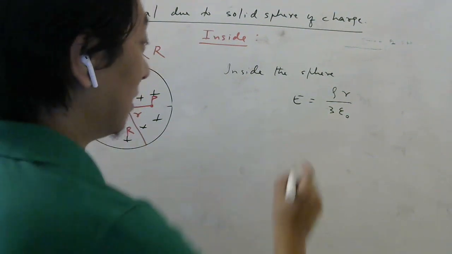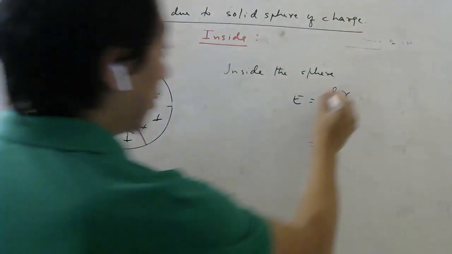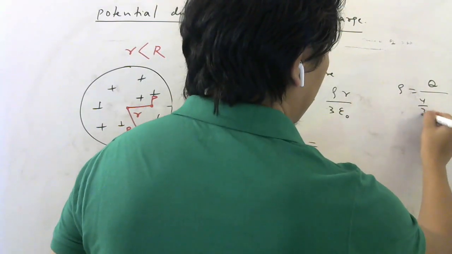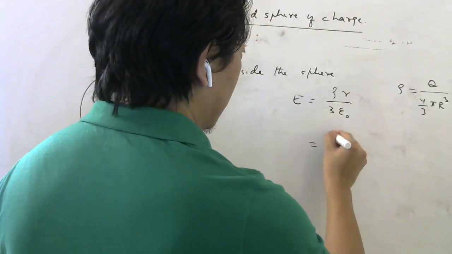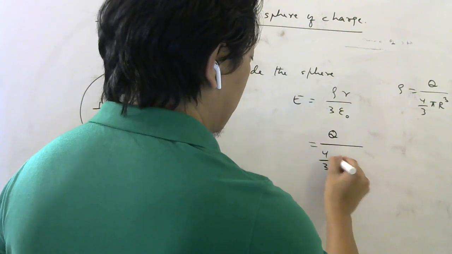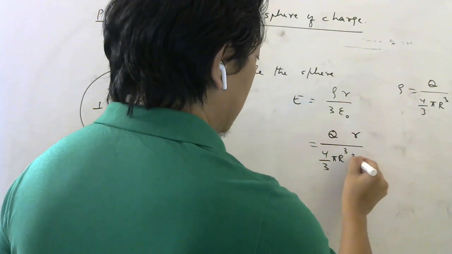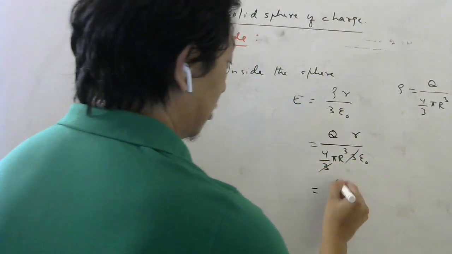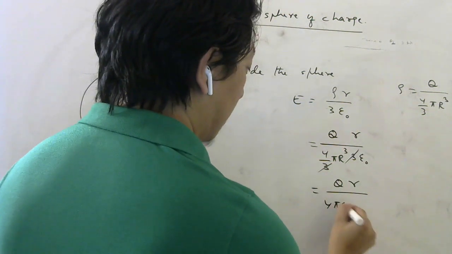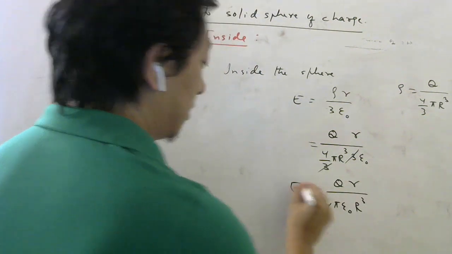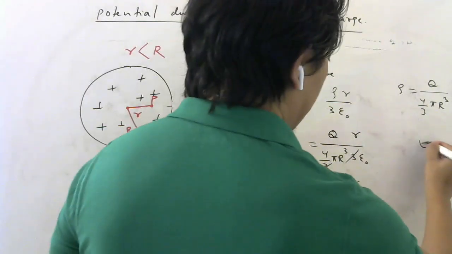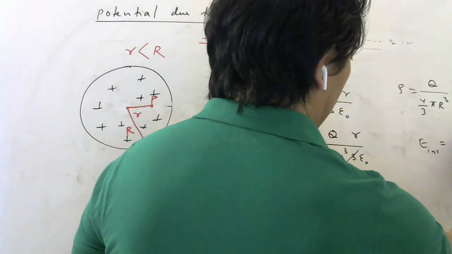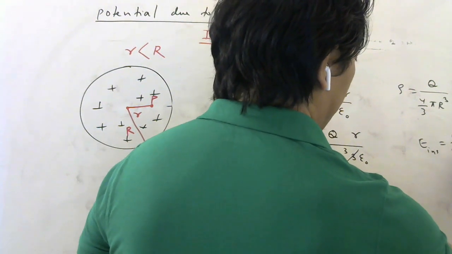Volume charge density. So in terms of total charge, if you want to write, how can you write density? Total charge is Q, total volume is 4 by 3 pi R cube. So substitute this here, what will you get? Q by 4 by 3 pi R cube, small r, 3 epsilon naught. So 3 will cancel, it will be Q r by 4 pi epsilon naught R cube. So this is the electric field inside. Okay. So let me mention it somewhere here. Electric field inside is Q r by 4 pi epsilon naught capital R cube.